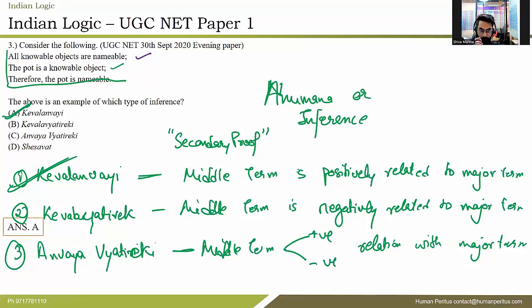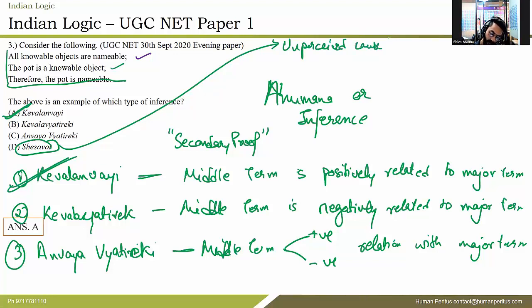option A. The fourth term which they have given is Sheshavat. What does Sheshavat actually mean? It means unperceived cause from a perceived effect. Unperceived cause from a perceived effect. Now, what does this mean?